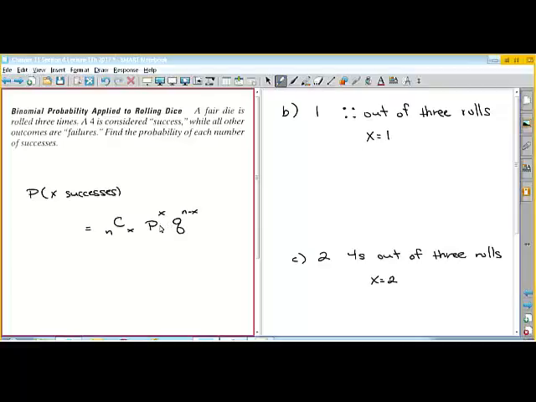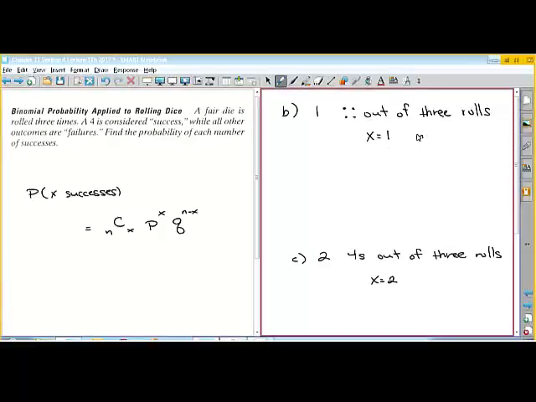Once you know p, you can always figure out what q is. So in this case, we're talking about 1 success. We're getting one 4 out of 3 rolls. So the number of trials is 3, so n in this case is 3. N is always going to be equal to or greater than x. It can't be the other way around. So if there are 2 numbers, the bigger number is n and the smaller number is x.